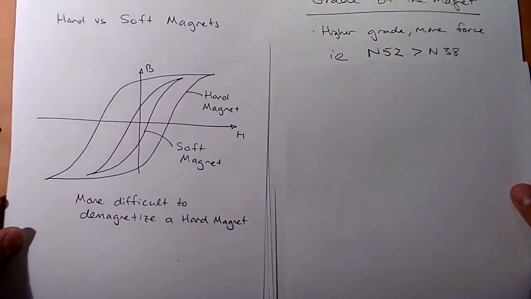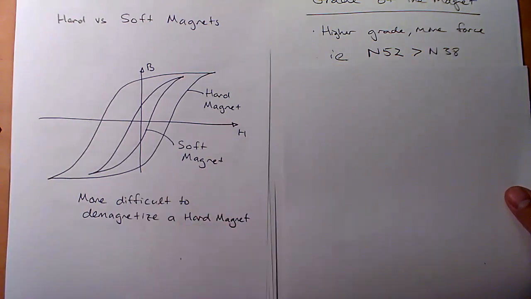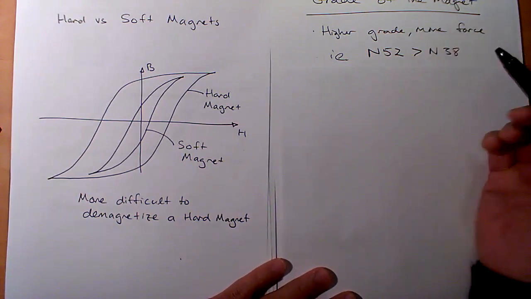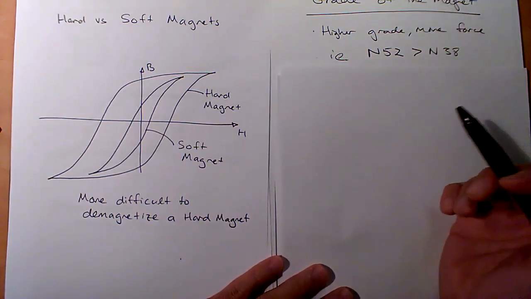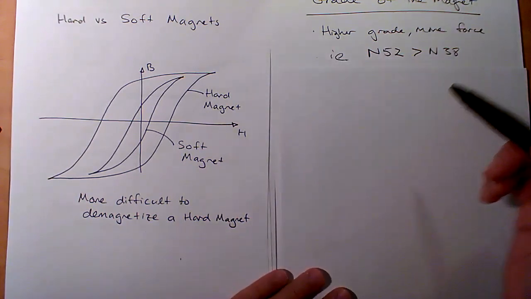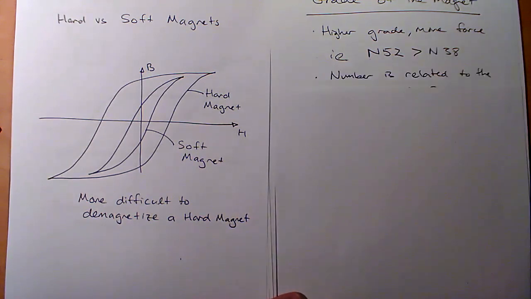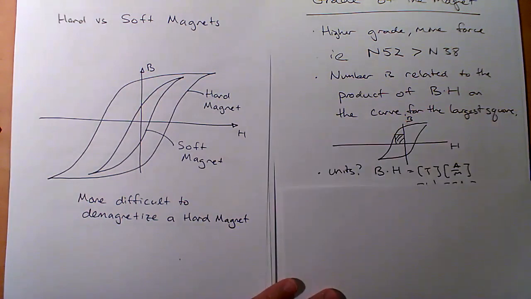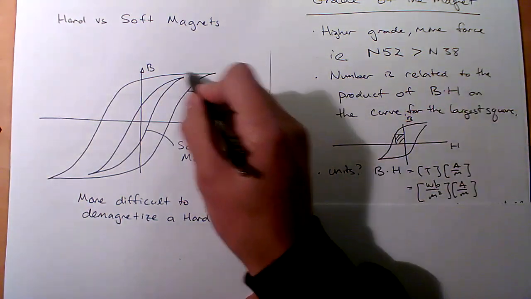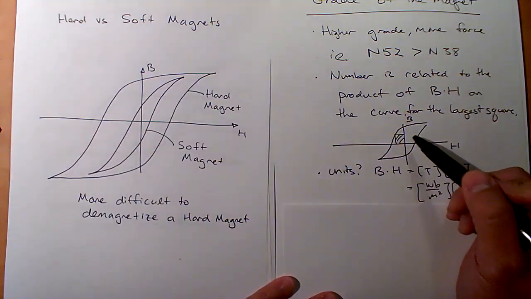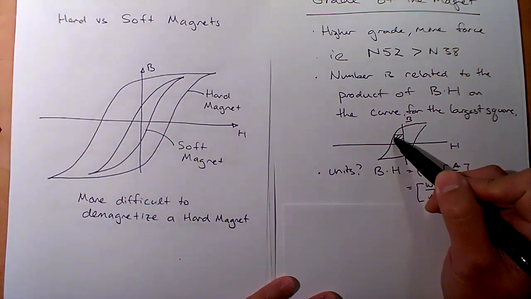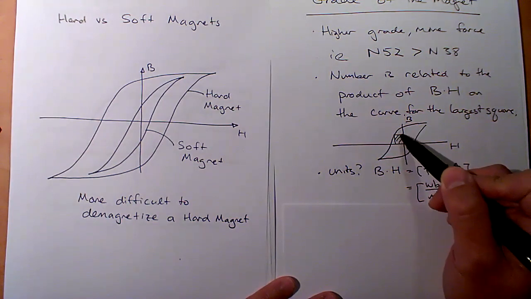Now you've heard grades like N42, N38, N52. The higher the grade, the more force, the more flux density you can get from that magnet. And you might ask the question, where does that number come from? This number is again related to this BH curve. If you have a BH curve for your magnet, it is the largest rectangle that you can make, and it's the area of that.